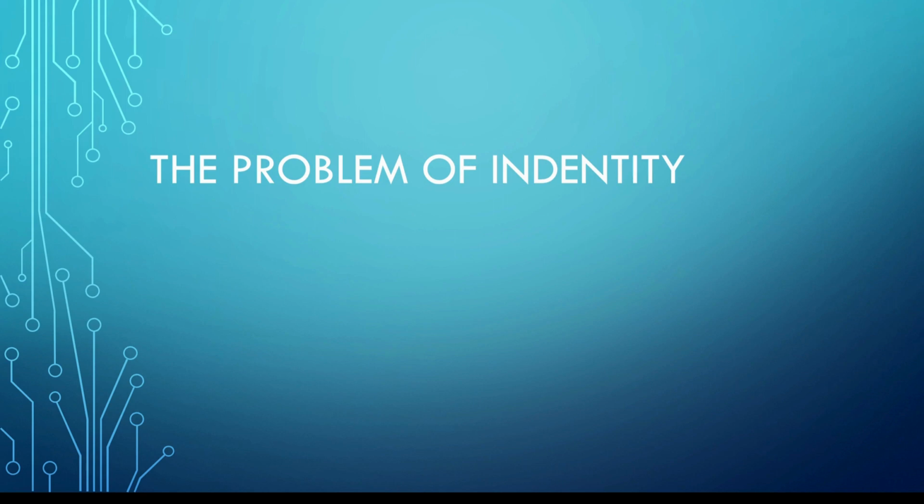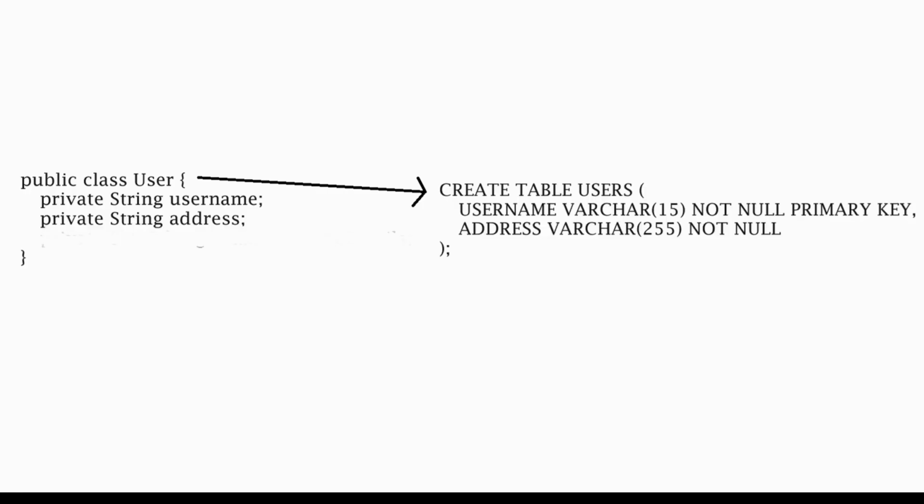Today's topic is about the problem of identity of Hibernate or ORM. So we'll understand this concept with a small example. Suppose I have a user class. In the user class I have username and address. To store the username and address details in the database, I have created another table, that is the users table. Whenever I want to store any user details, I will store them inside the database table.